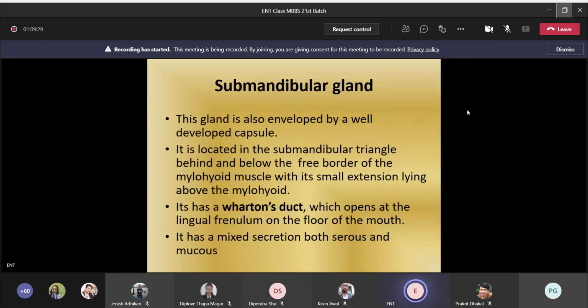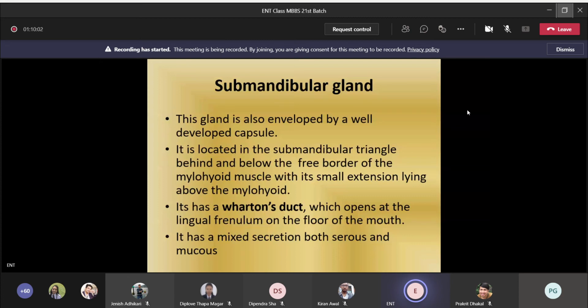Now come to the submandibular gland. This gland is also enveloped by a well-developed capsule. It is located in the submandibular triangle, behind and below the free border of the mylohyoid muscle, with a small extension lying above the mylohyoid muscle. So it is just below and behind the mylohyoid muscle, but with a small extension lying above it.